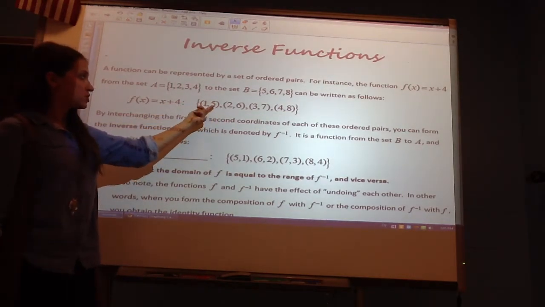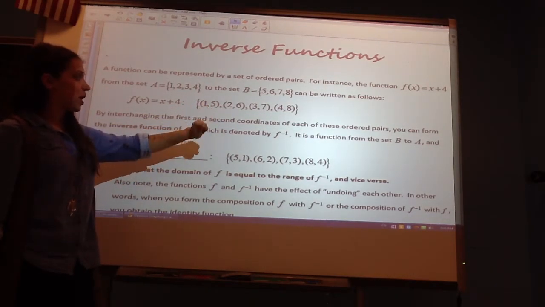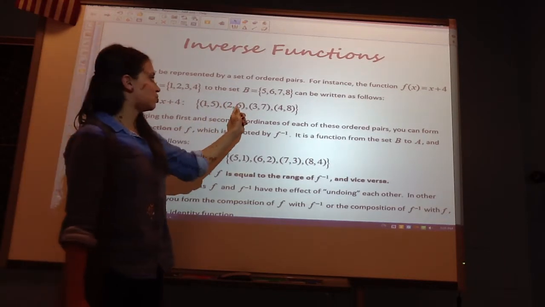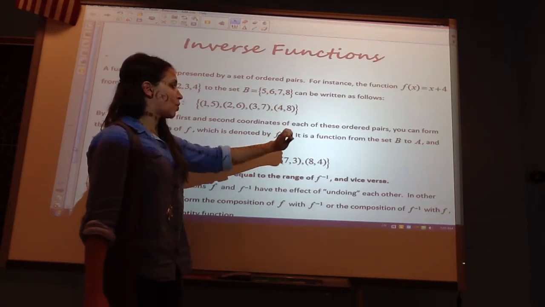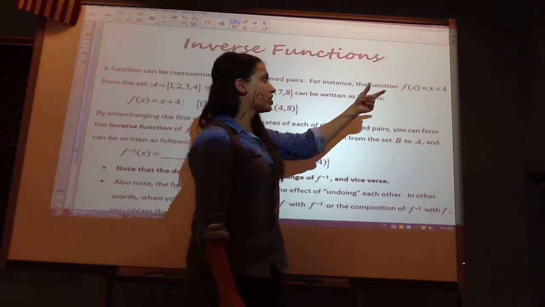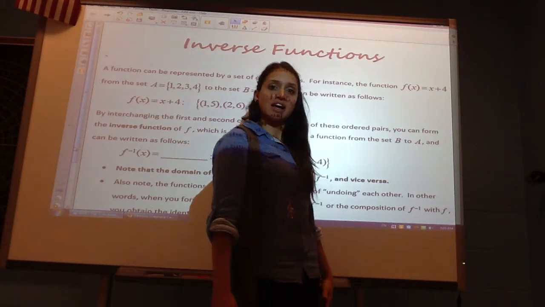One ordered pair is 1, 5: when x is at 1, y is at 5. When x is at 2, y is at 6. When x is at 3, y is at 7. When x is at 4, y is at 8. And those are all values that come from this function f of x, x plus 4.